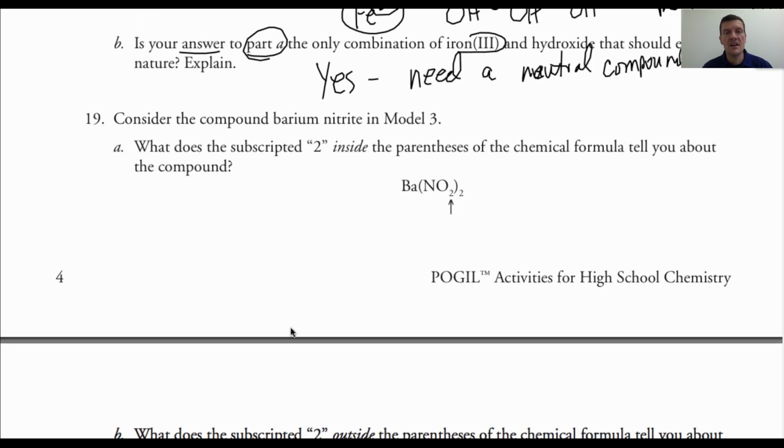Consider the compound barium nitrite in Model 3. Barium nitrite. What does the subscripted 2 inside the parentheses of the chemical formula tell you about the compound? So there are 2 2's here. Let's be careful. We have to make sure we know which one is telling us what. The subscripted 2 inside the parentheses is telling us that in this polyatomic ion, there are 2 oxygens bonded to a single nitrogen. Nitrogen bonded with 2 oxygens. That is the NO2. Okay? There's your metal. There's barium.